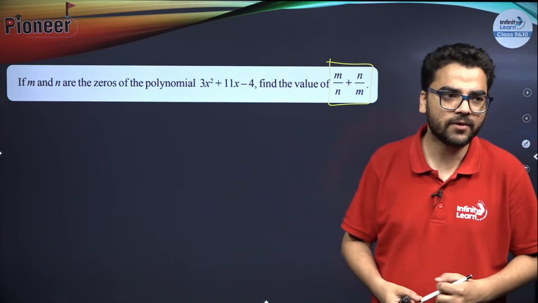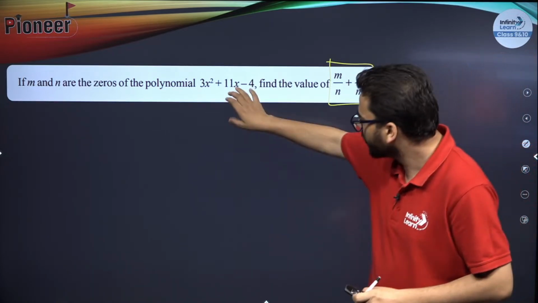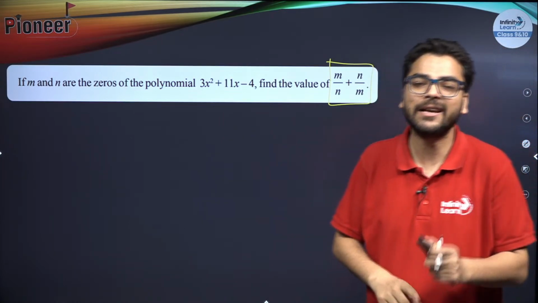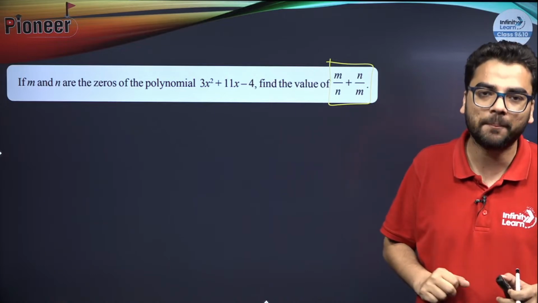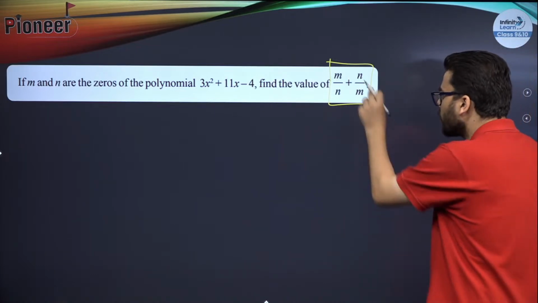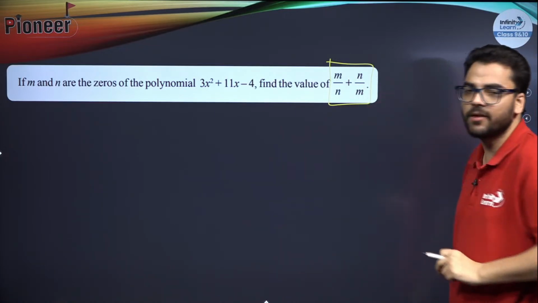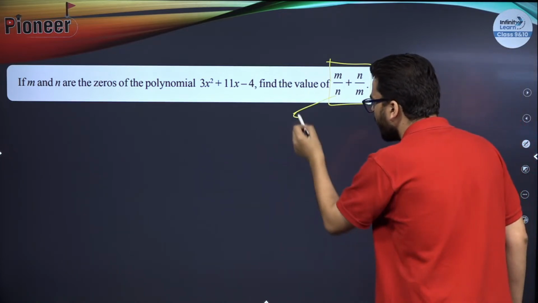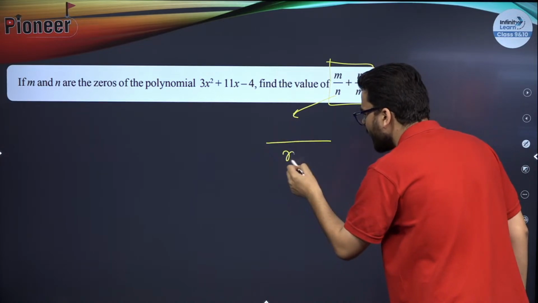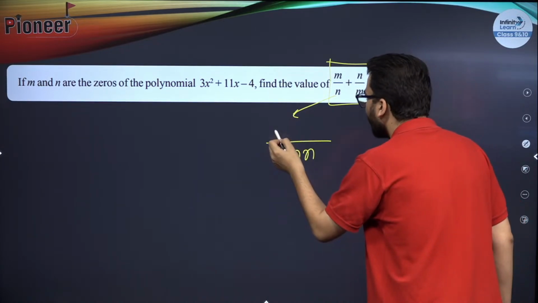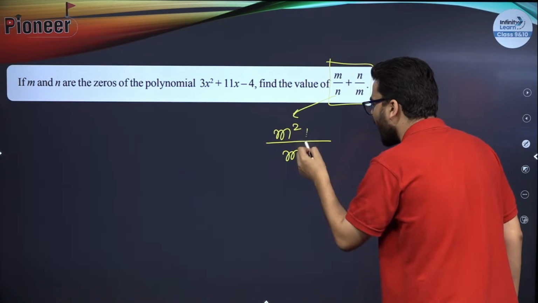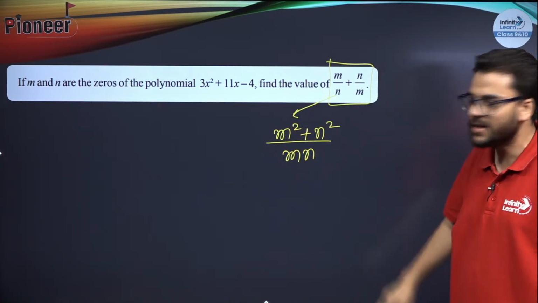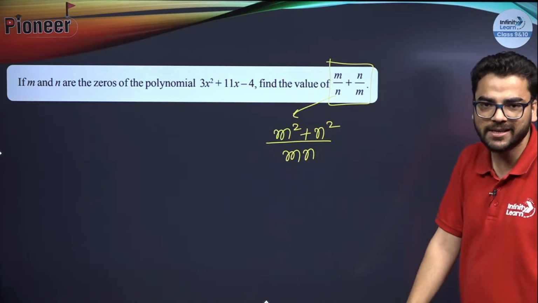So what I was saying, most probably they will give you a polynomial for which you will not be able to find real zeros. It will make it complex. So what you have to do, you have to manipulate this expression in the form of alpha plus beta and alpha beta. So if you take the LCM over here, what will I get, guys? I'll get mn in the denominator and m square plus n square in the numerator. Now you don't know the value of m and n separately, so you will not be able to find m square plus n square like that.